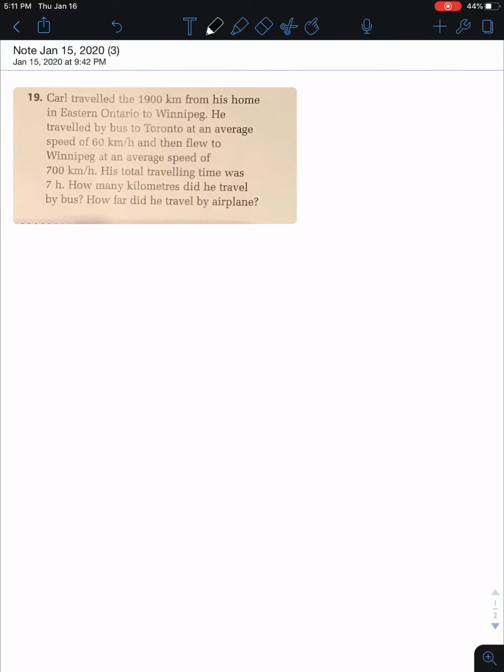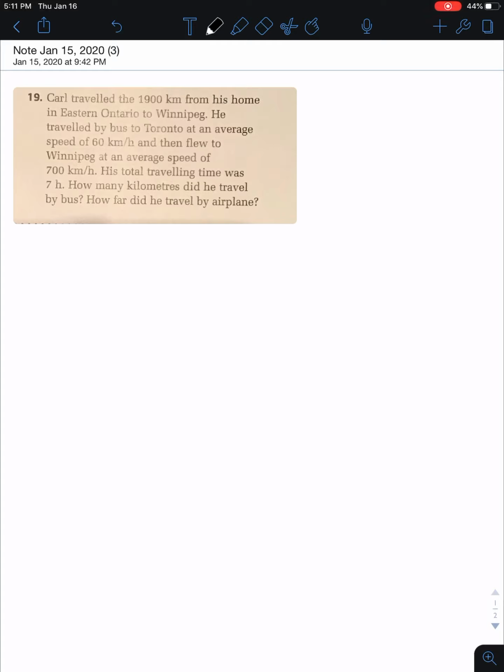Okay, so Carl travels 1,900 kilometers from his home in eastern Ontario to Winnipeg. He travels by bus to Toronto at an average speed of 60 kilometers per hour, and then flew to Winnipeg at an average speed of 700 kilometers per hour. His total traveling time was 7 hours. How many kilometers did he travel by bus? How far did he travel by airplane?